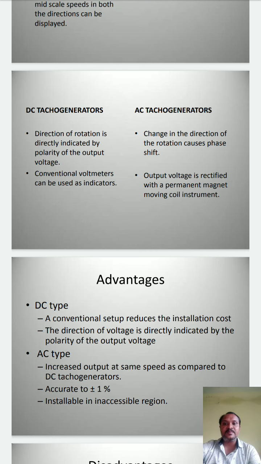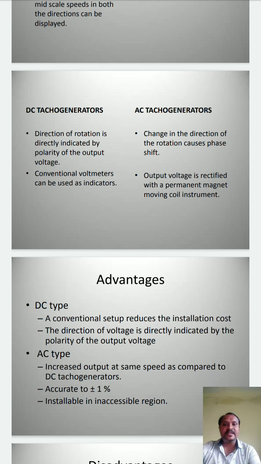The next point is that the direction of rotation is directly indicated by the polarity of the output voltage. So the direction of the rotation is directly shown by the polarity of the output voltage. In the AC case, a change in the direction of the rotation causes a phase shift.